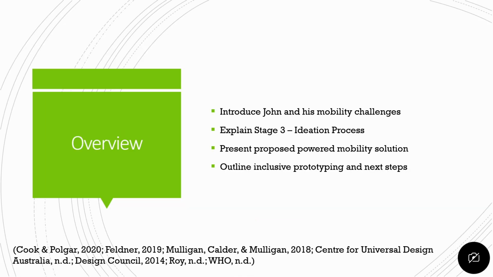This presentation will cover 4 key areas. Firstly, I'll briefly introduce John and his mobility challenges. Next, I'll explain stage 3 of the design thinking process and how it will be applied. Then I will pitch a user-centered powered mobility solution designed to meet John's holistic needs. And finally, I will outline an inclusive prototyping approach and recommendations for next steps, including iterative testing and multidisciplinary collaboration.